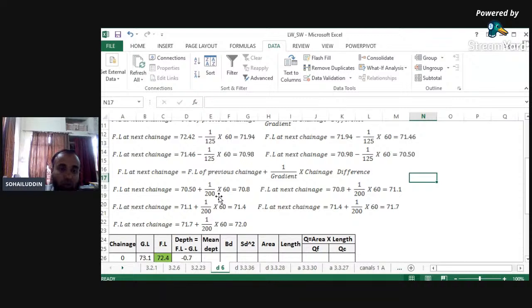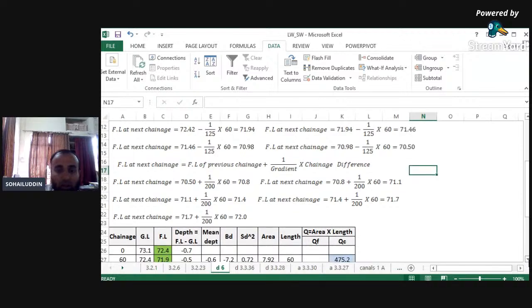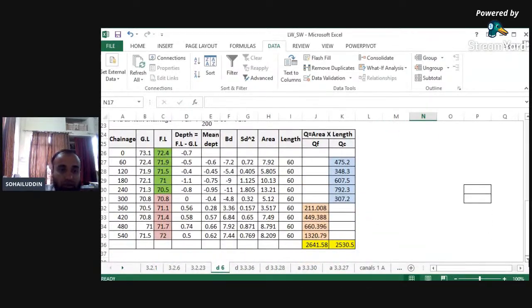Therefore positive sign with 1 divided by 200 multiplied by 60, it comes to be 70.8, and it lasts for 5 values. So this value is for the first FL, second again positive upward gradient, third value upward gradient, fourth value upward gradient, and fifth value upward gradient. That means these 5 values are from upward gradient, and these 4 values are from downward gradient, with 1 is to 125 and 1 is to 200. Again same, these are the values. Changes are given as 60, 120, 180, 240, 300 up to 540.